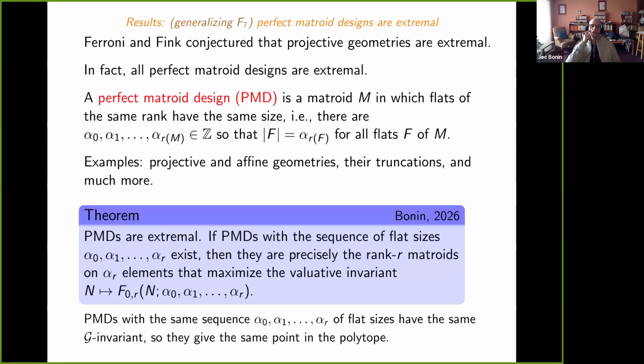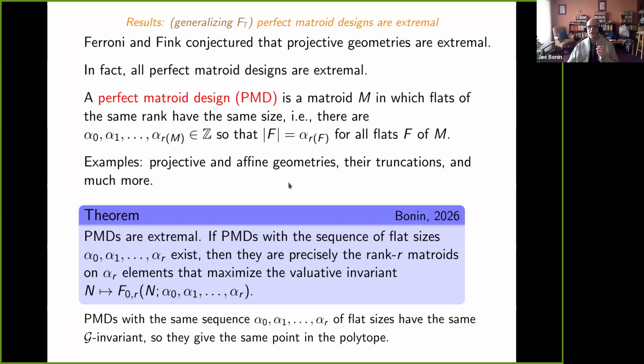So the first of the results. Luis and Alex conjectured that projective geometries are extremal. Projective geometries stand out because all of the flats of a given rank have the same size, right? All subspaces of the same dimension have the same size. Perfect matroid designs generalize that. They are matroids where you have a sequence of integers, alpha 0, alpha 1, through alpha rank of M, so that all flats of rank i have size alpha i.